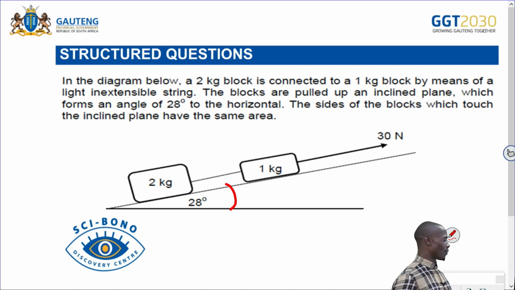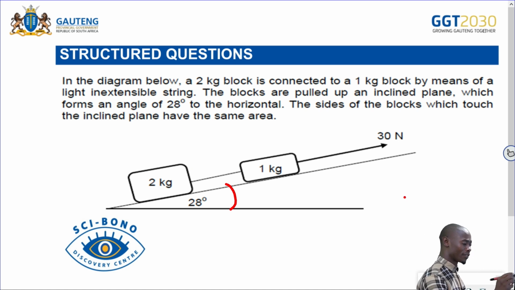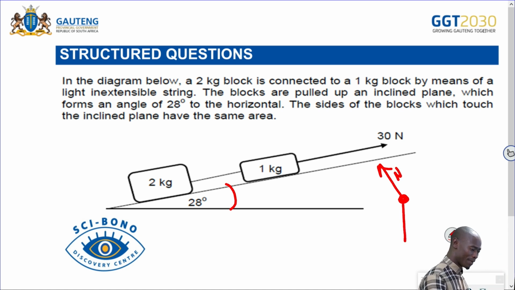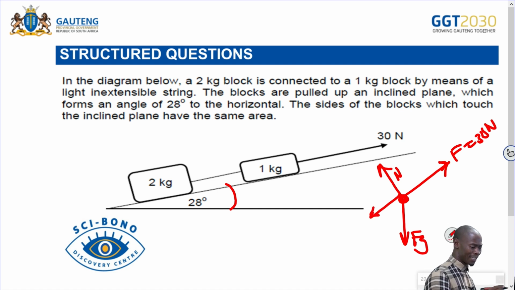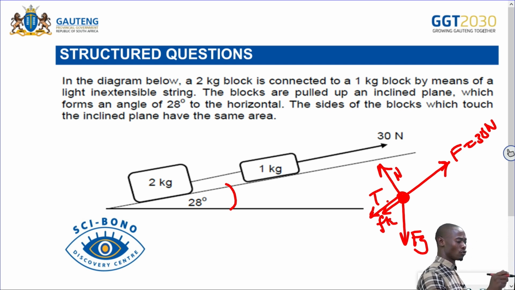So for the 1 kilogram block, how many forces are there? I have the normal force. I have my Fg. I have the force applied on this block, which is 30 newtons. And what else do I have? I have tension because there's a string there, which is acting down the slope. And what else? There's friction here, which opposes the motion, so there's Fk. So how many forces? 1, 2, 3, 4, 5. So there are 5. So we're expecting how many marks?